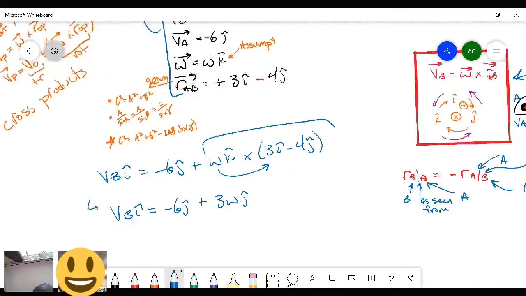And then next, I'll just delete this line. Then next we're going to do the W cross the 4J. So we got 4W. Then we do K cross J. Negative I. K cross J is negative I. You're right. But here's the thing. We had a negative right here. So our answer is going to be a double negative. That means it's positive.